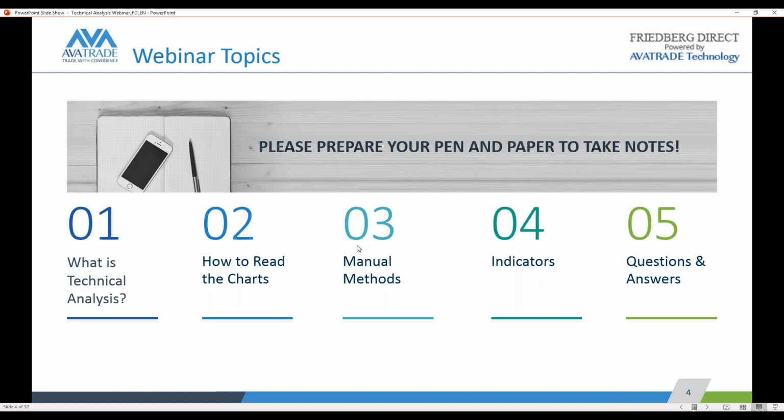Now, there are different ways of doing technical analysis. We tend to lean more on manual methods of technical analysis, which means drawing our own lines, support levels, resistance levels, finding where things are ranging, where things are trending, and looking for entry points that might be opportunistic based on some of that technical analysis.